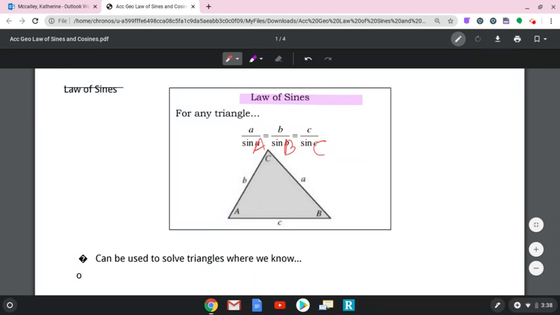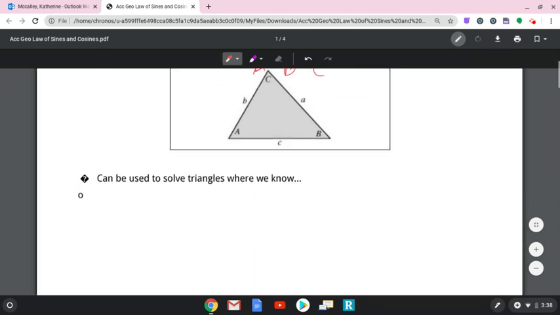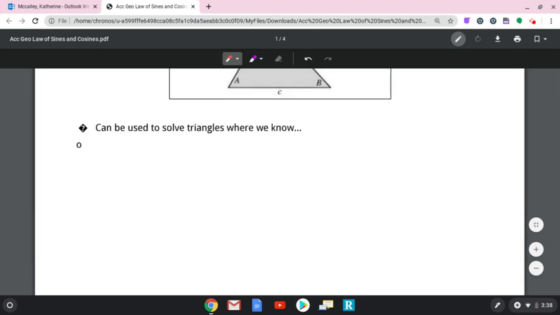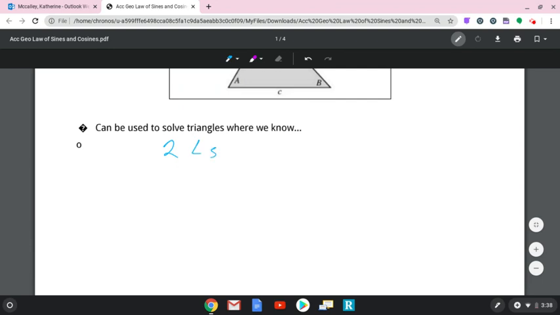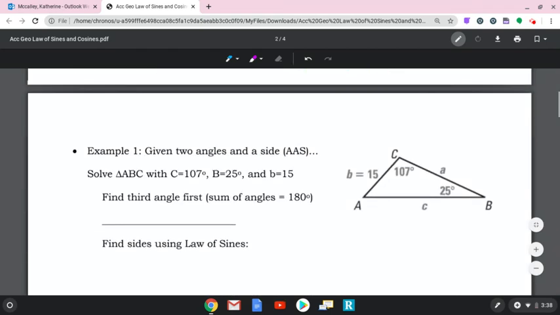So when can it be used? It can be used to solve triangles where we know, and this is the key thing, two angles and a side. So this can be used when we're given angle, angle, side, where the side is not included, and angle, side, angle, where the side is included. Those are the two cases where we can use law of sines to solve our oblique triangles, meaning our triangles that are not right. So let's scroll down.